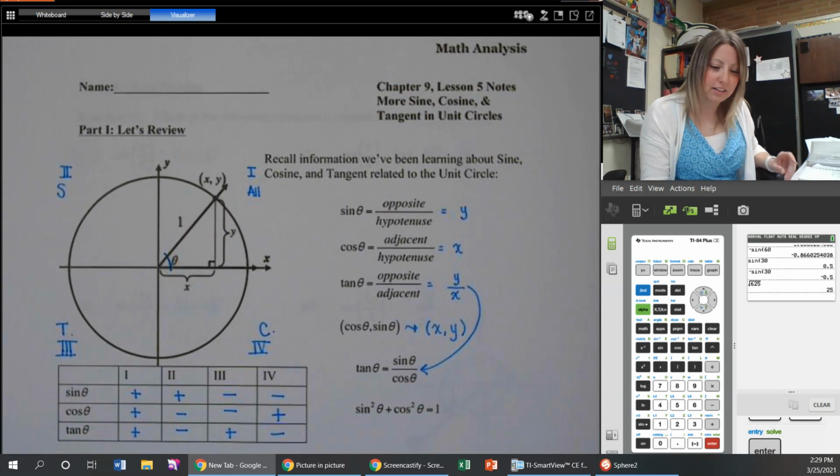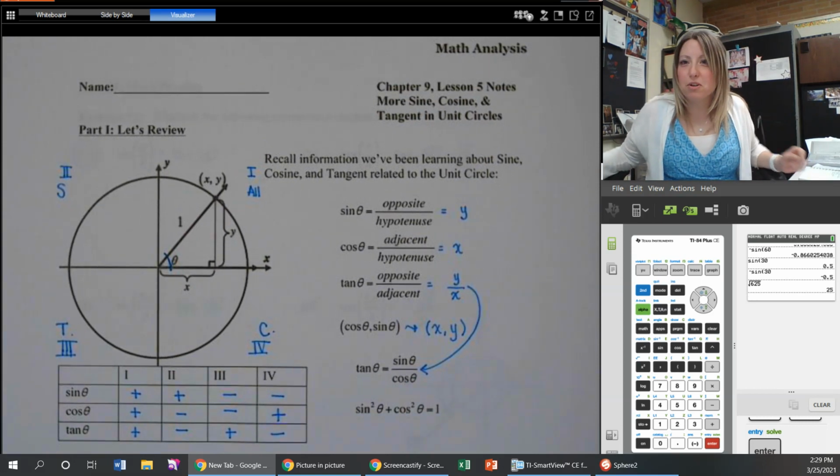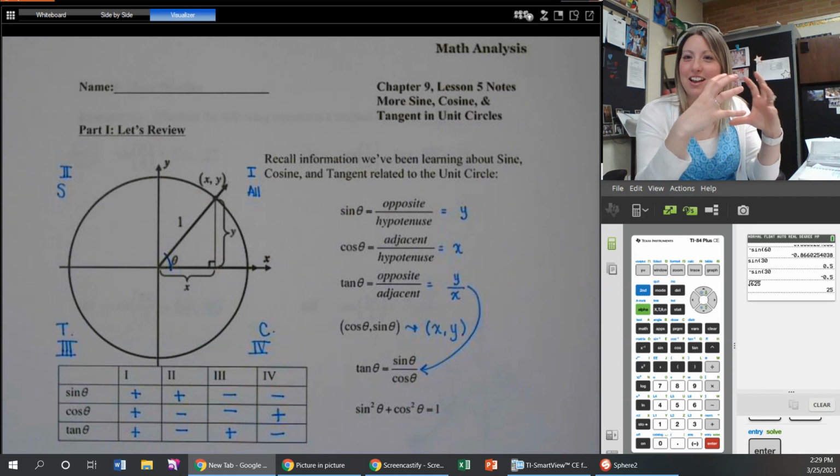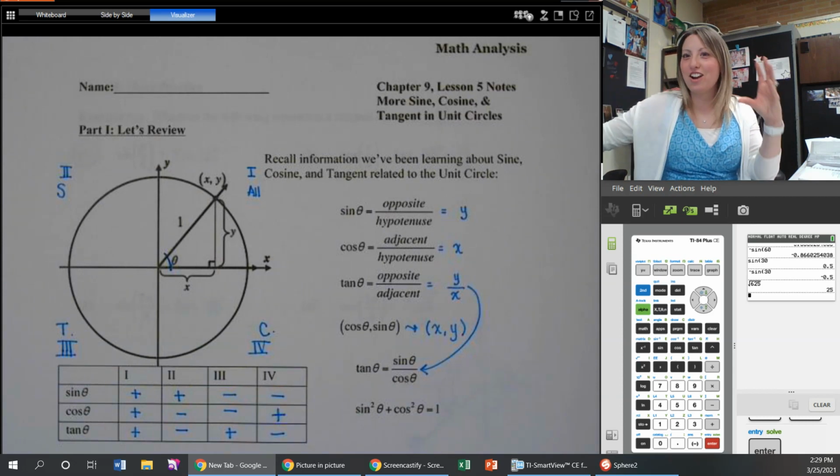All right, guys, go ahead, get that homework done. We're going to use these points to help us in lesson 5 and in lesson 6 when we start to take that unit circle and unravel it.